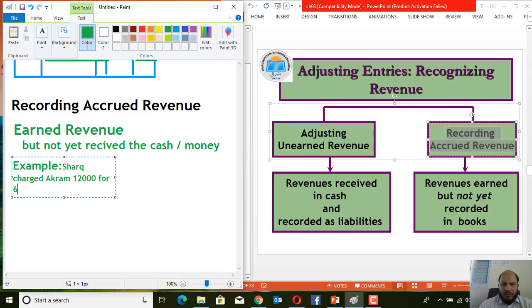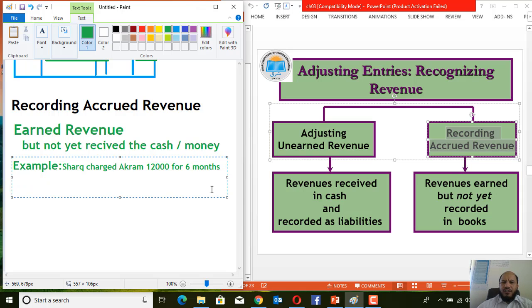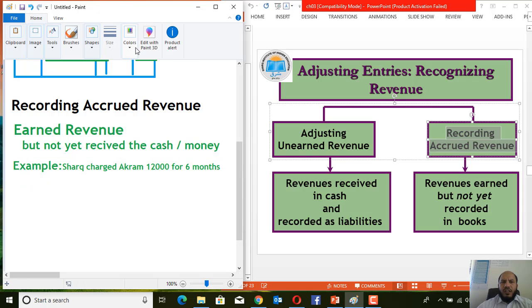for 6 months. So we have charged the customer, we have charged Akram 12,000 rupees for how much period of time? For 6 months. And we provided 6 months of services to Akram, and the amount was equal to 12,000.